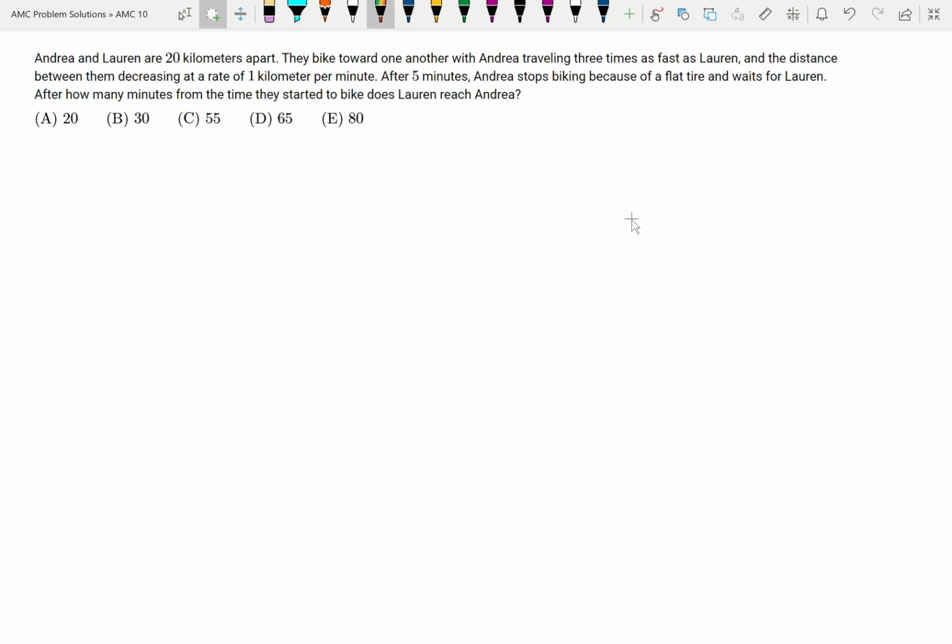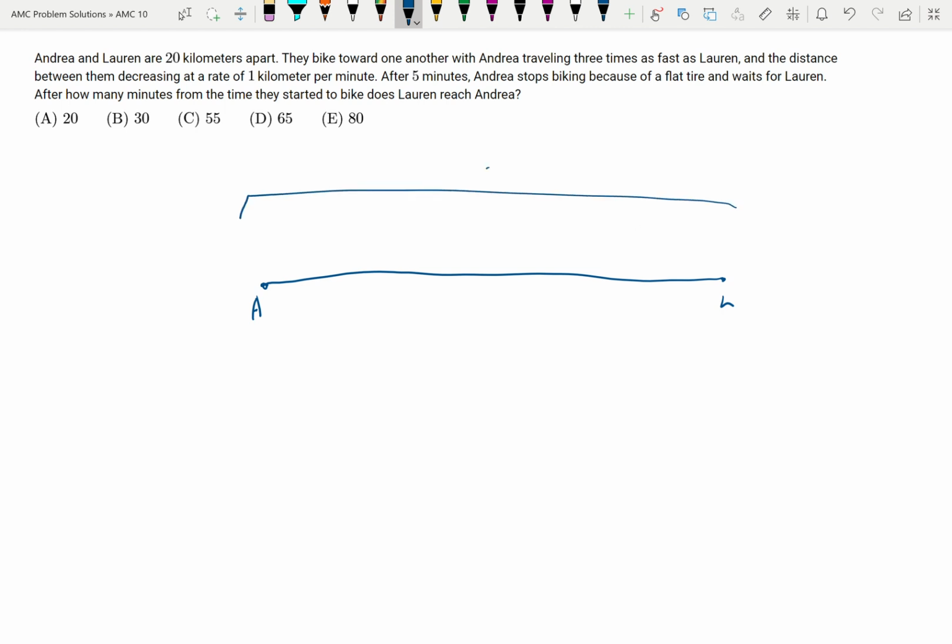So the scenario is Andrea and Lauren start. This is 20 kilometers apart, and Andrea goes some distance and Lauren goes some distance. So this will be A1, L1, A2, L2. And so the key thing here is the distance between them decreases at a rate of 1 kilometer per minute.